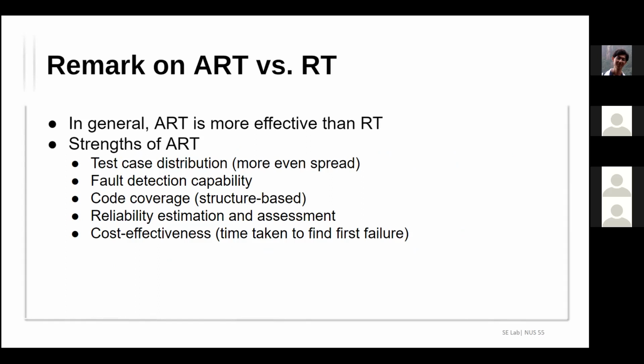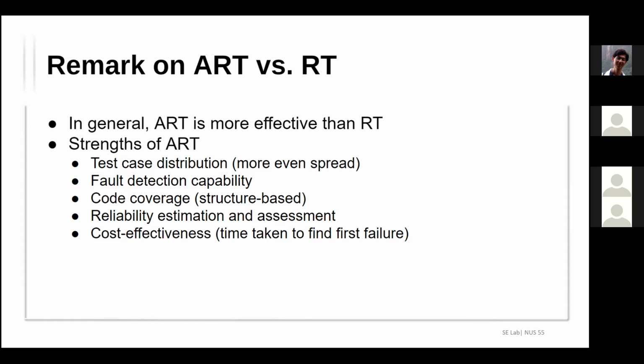So maybe we'll look into this. ART is more effective than RT. Okay, so these are comments on the benefits of the adaptive one, adaptive random. This is also not just the authors' comments, but also some summaries from previous survey papers. It said that in general, previous studies have shown that ART is more effective than RT, and these are the strengths. It's obviously got a more even spread because that's its purpose. It's the advantage over the RT.